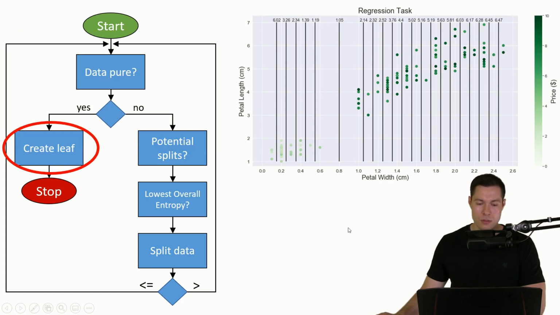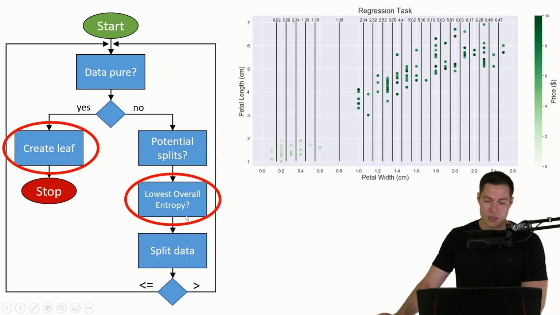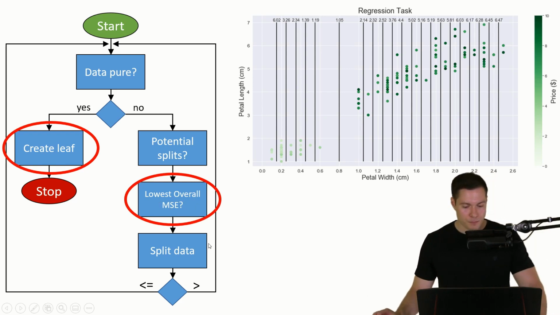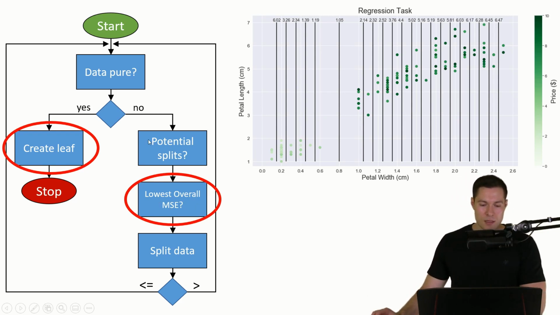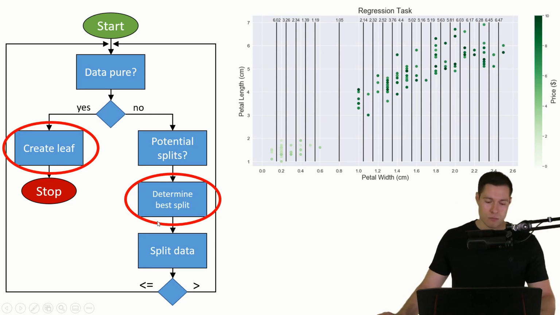So the second change that we need to make to the algorithm is how we determine the best split. Instead of determining the one with the lowest overall entropy, we are going to determine the one with the lowest overall mean squared error. And now, just to make this flowchart a little more general and therefore applicable to both classification and regression, let's rename the step again to determine best split. And that's already all we need to change about the algorithm. Only those two steps. The other ones are going to stay the same.